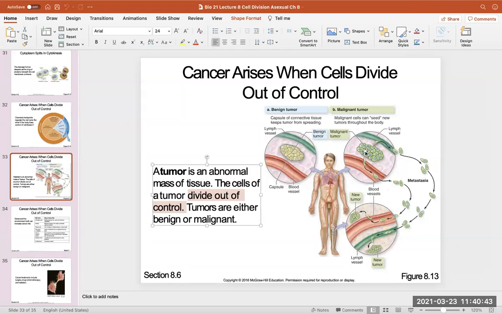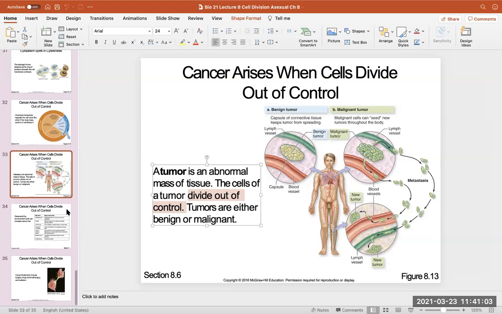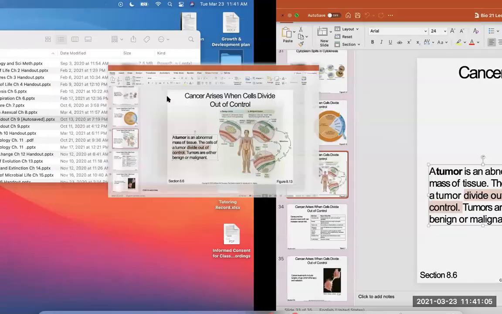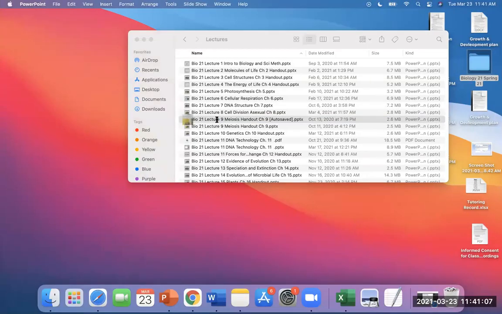So malignant, it can go to other parts of your body and start a new tumor. This one stays in one place, but it doesn't mean it's not dangerous. It can be dangerous as well. So this stays in one place and this goes into other parts of your body. Tumors spreading throughout the body are malignant, and if it's not spreading, it's benign. That was the only thing I missed on chapter 8. I need to go back to chapter 9.